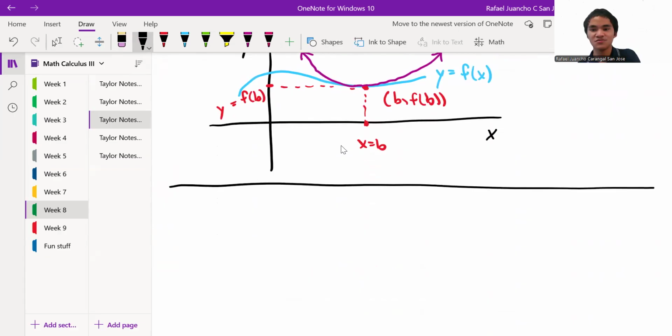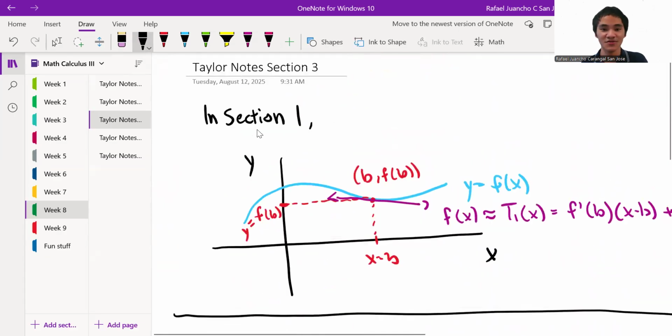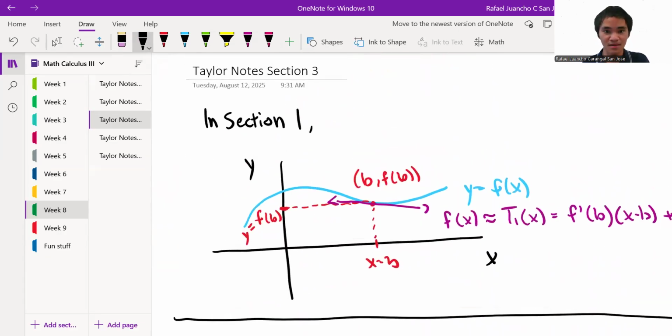Okay, now for the next one, now we actually go to section 3. And I think this is a more general idea of what exactly is. So here we're getting more and more into the Taylor series.